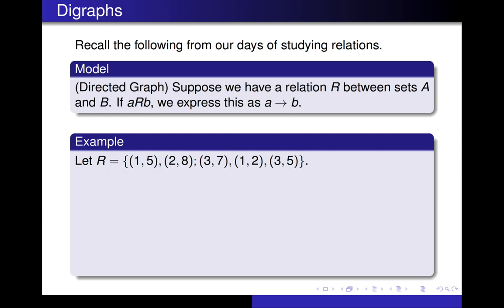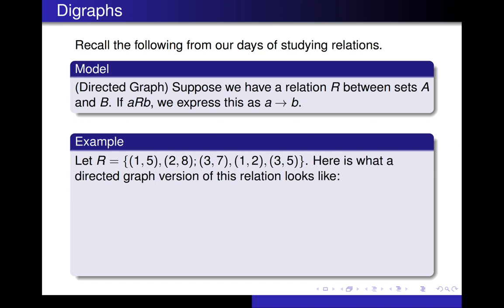And in fact, we can do a more holistic look at what this meant in a relation. So if we had a relation where 1 is related to 5, 2 to 8, 3 to 7, 1 to 2, and 3 to 5, here's what the directed graph version of the relation looks like. And we did this before. And you can see that 1 points to 5, 2 points to 8, 3 points to 7, 1 points to 2, and 3 points to 5.